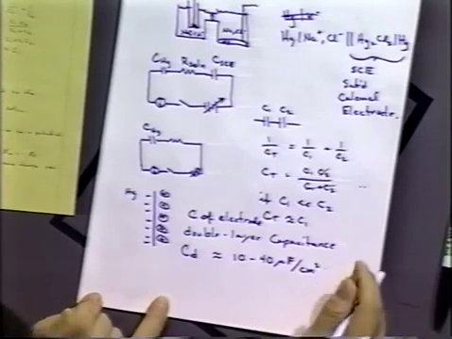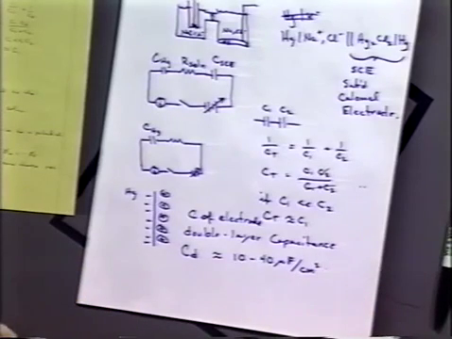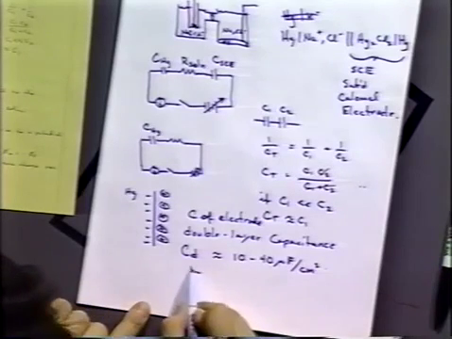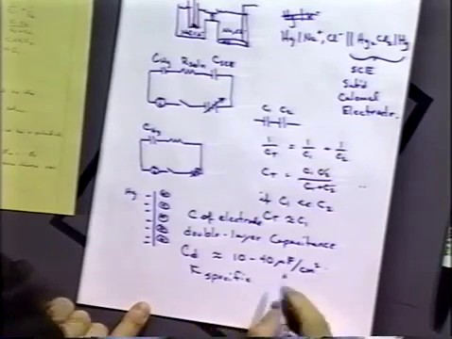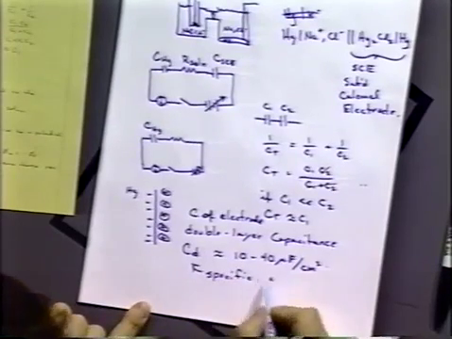So it obviously depends on the size of the electrode. The larger the electrode, the more area we've got, the more capacitance that we're going to have. So this in fact is what they call a specific capacitance, because we've used the area in the term.